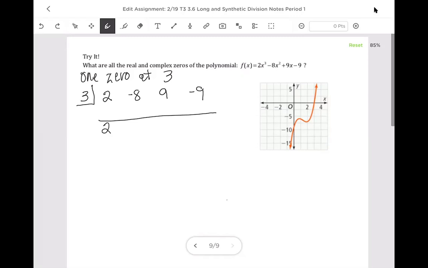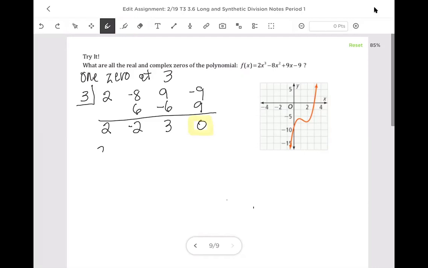Bring down the 2. 2 times 3 is 6. 6 and -8 is -2. -2 times 3 is -6. Add 3. 3 times 3 is 9, add 0. When you know that a number is a 0 of the polynomial, you will always get this remainder of 0. If you don't, you did something wrong with synthetic division.